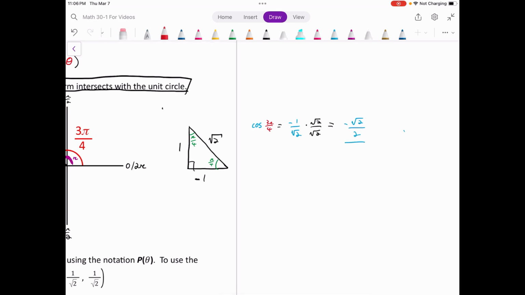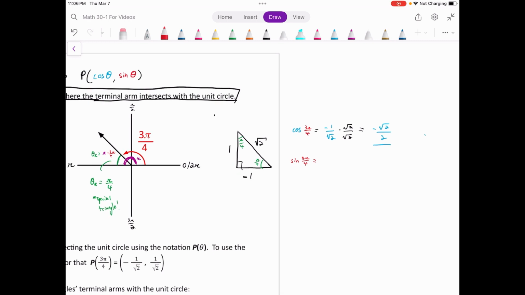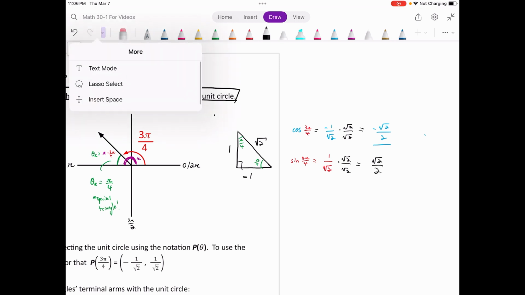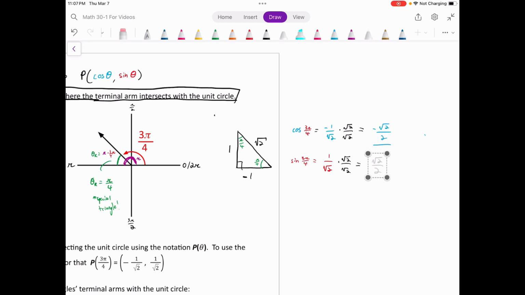Let's do sine of 3 pi over 4. Oh, color coding didn't work out here. Oh well. It's all red. Okay, sine of 3 pi over 4. Well, we can use our special triangle. So opposite, 1, over hypotenuse, root 2. 1 over root 2. And again, we should rationalize that denominator. Times root 2 gives me root 2 over 2. Whoops, make that red. Okay, positive root 2 over 2.